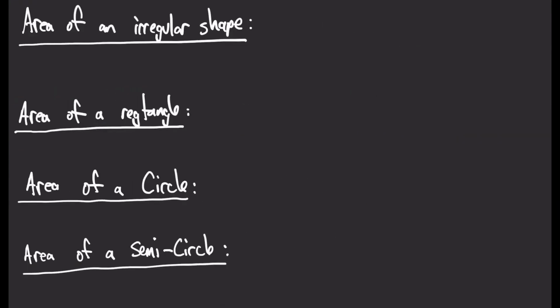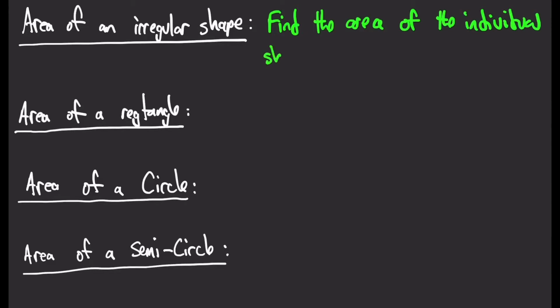How do we find the area of an irregular shape? Well, first thing we're going to do is find the area of the individual shapes and add or subtract as necessary.